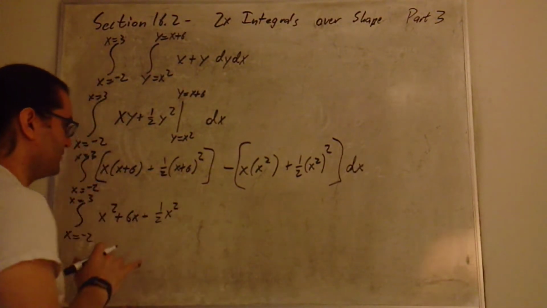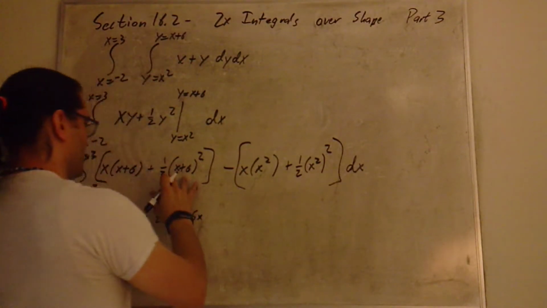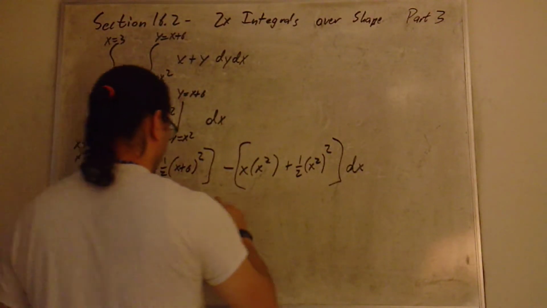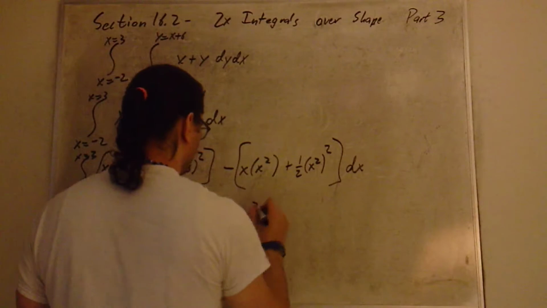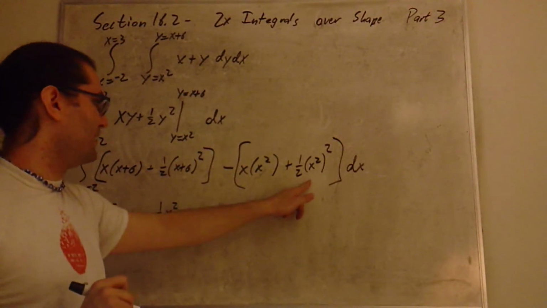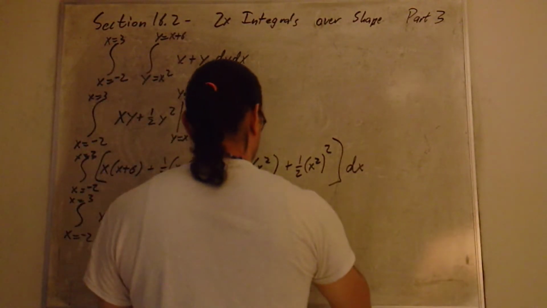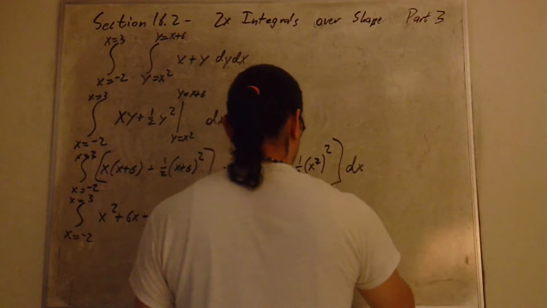The middle term should be 12x, so cut that in half and you get 6x. And the back end term should be 36, cut that in half to 18. This will be minus x cubed and minus 1/2 x to the 4th.